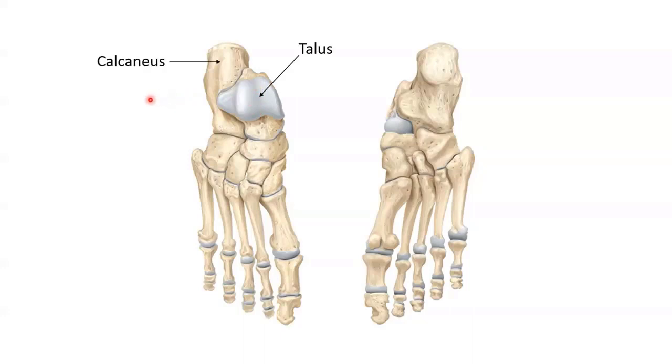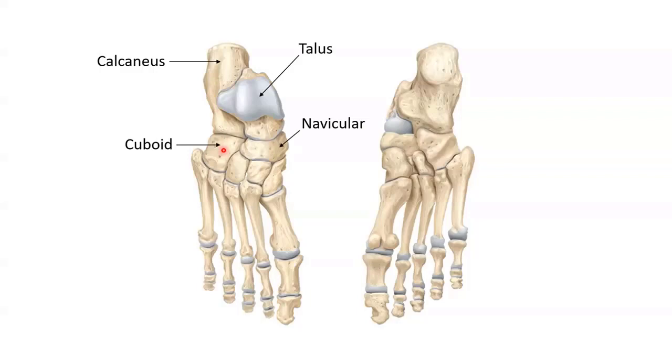The calcaneus is the posterior portion of your foot. It forms the heel bone. The navicular bone is this curved bone here. It sits anterior to the talus. On the other side, we have our cuboid bone. So our cuboid bone is shaped like a cube and it sits more laterally.